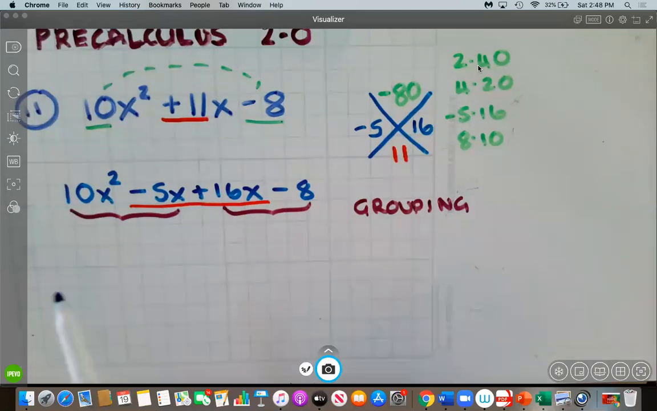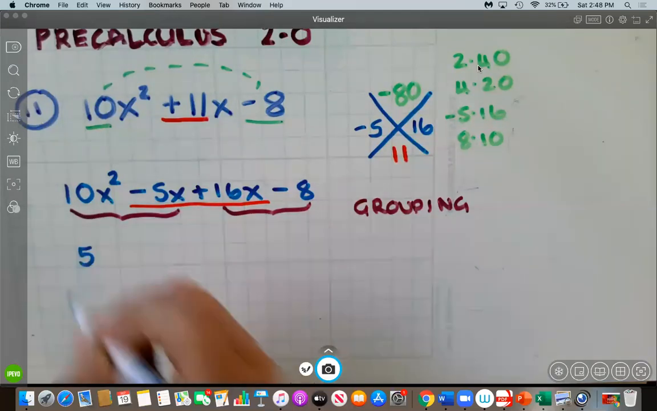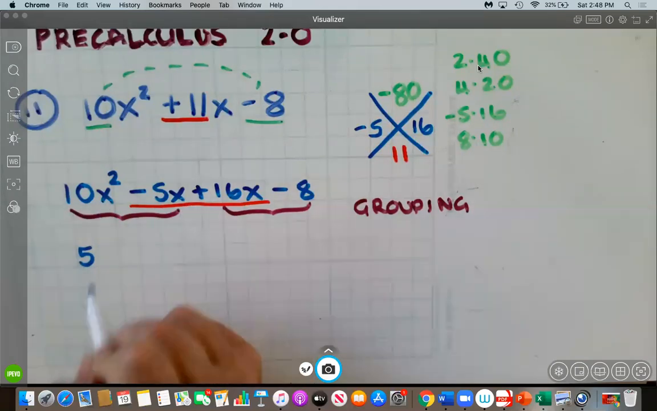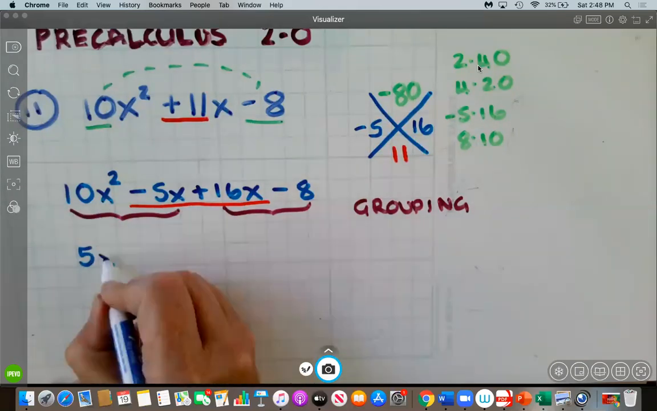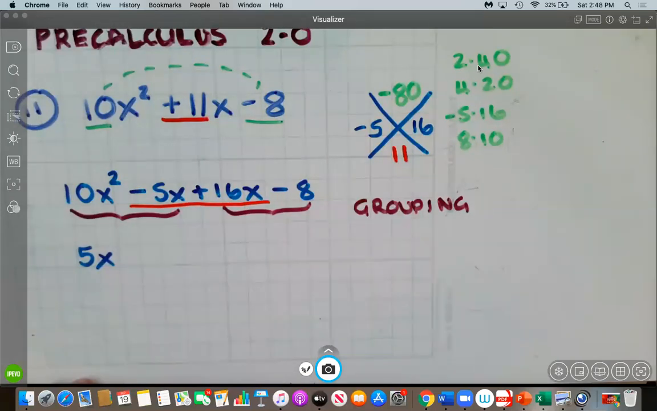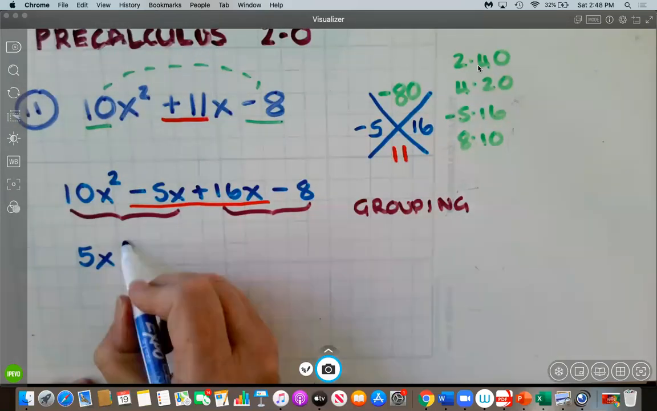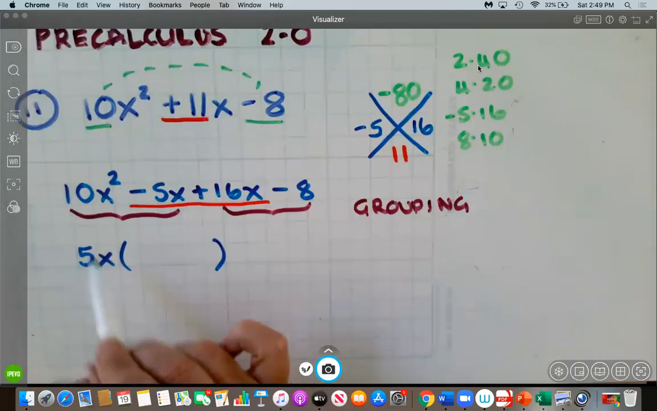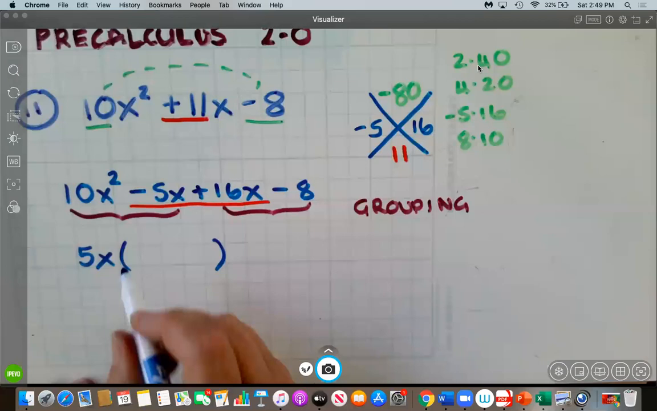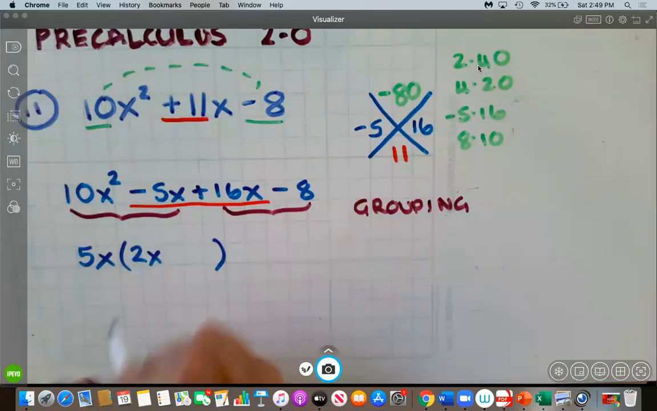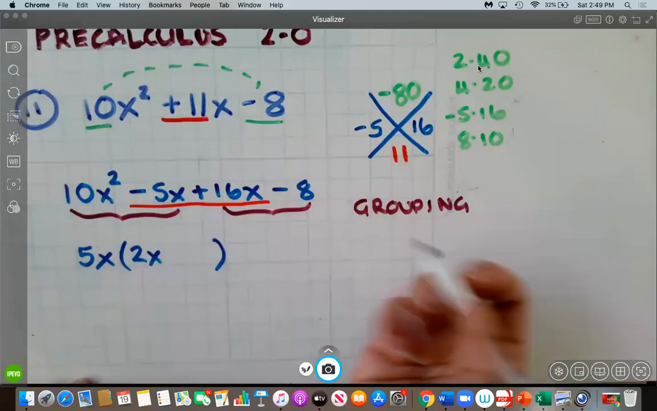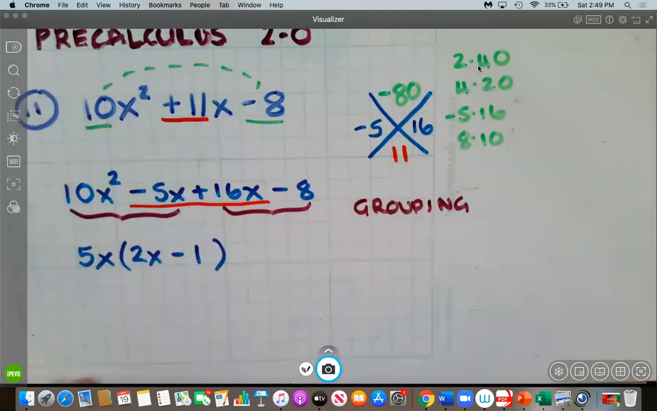So you want to think, what number goes evenly into 10 and 5? That would be a 5. And then there's also an x squared here and an x, so we could divide both of those terms evenly by x. So my GCF, or my greatest common factor, is 5x. And then I would think, what would I multiply 5x by to get a 10x squared? It would be 2x. What would I multiply 5x by to get 5x? It's going to be 1, and since there's a minus in front there, you're going to write that as -1.